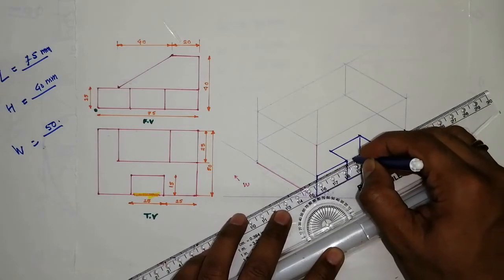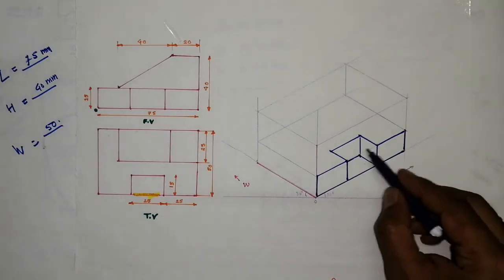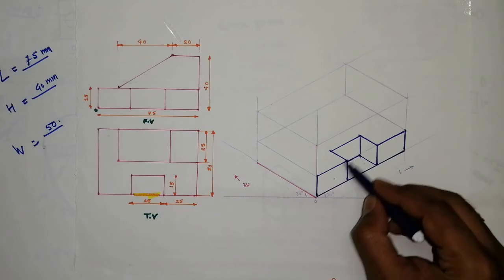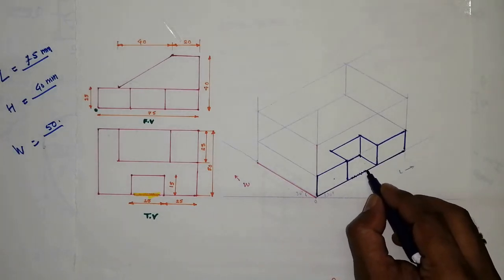So from here, this is that cutout. Okay, so this is the cutout here. So one rectangle here, this is the second rectangle, and this one is the third rectangle. Okay, this line is not there.